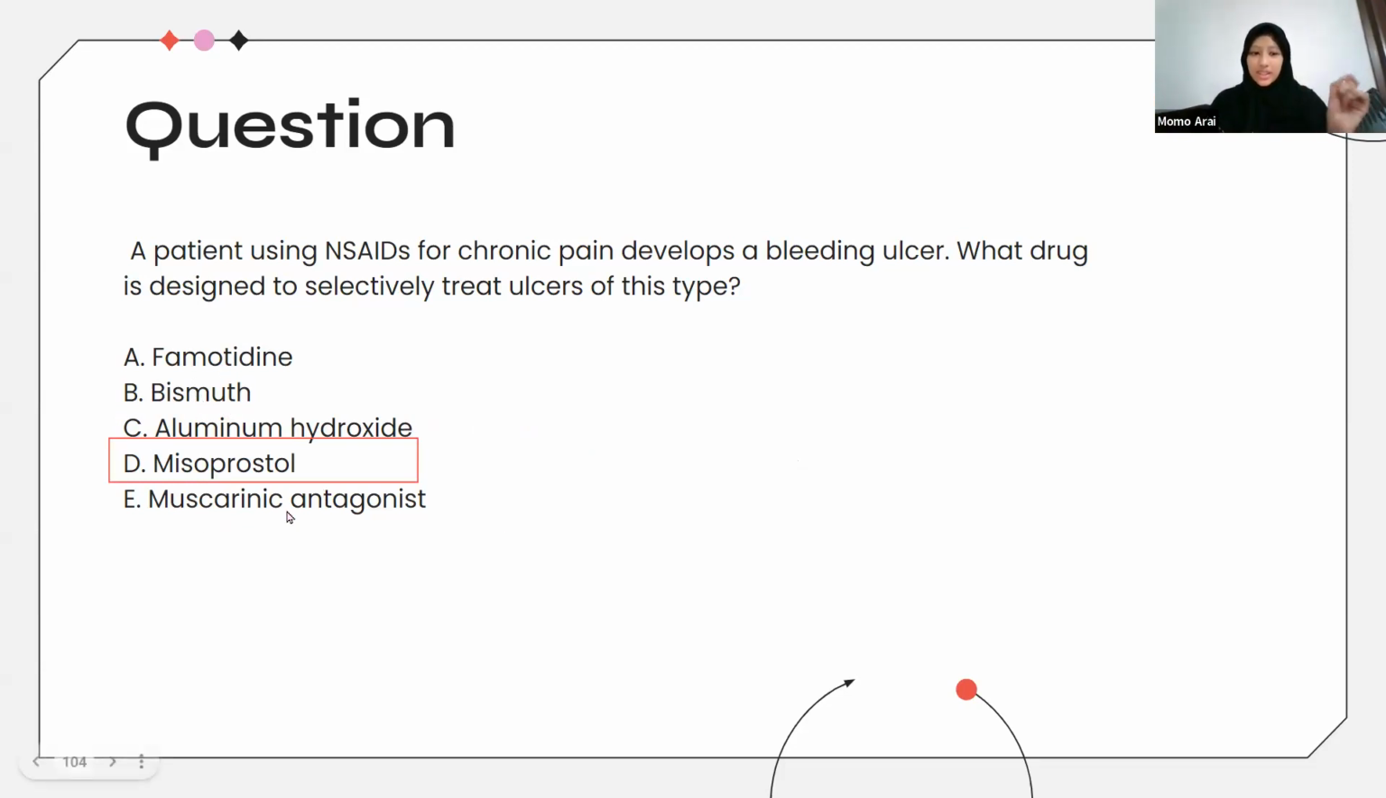Muscarinic, I know someone said muscarinic antagonist, but in bleeding ulcers, it doesn't have to do with the autonomic nervous system now. Do you get why it's D right now? Because we're now doing the prostaglandin pathway, or the synthesis, which is important for bleeding ulcers and NSAIDs in general. Aluminum hydroxide, if I'm not wrong, is used for constipation, which is not the case here. Famotidine is something you didn't take, so don't worry about it.